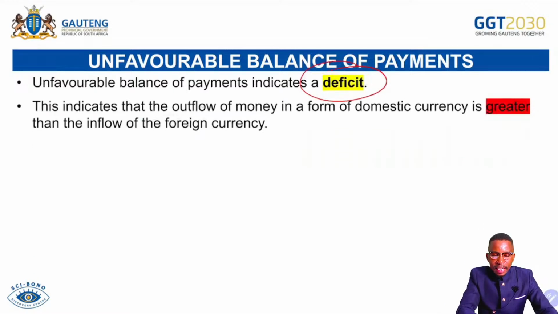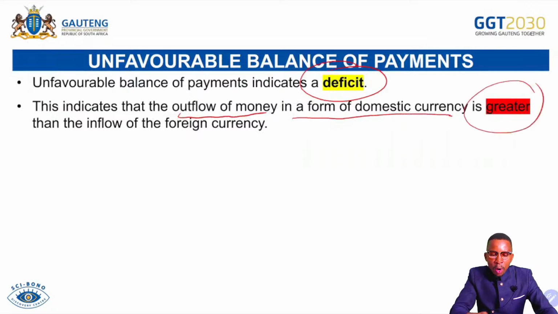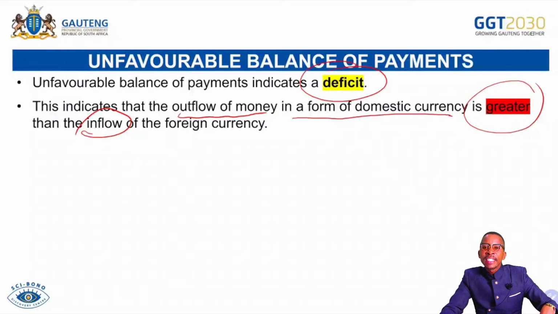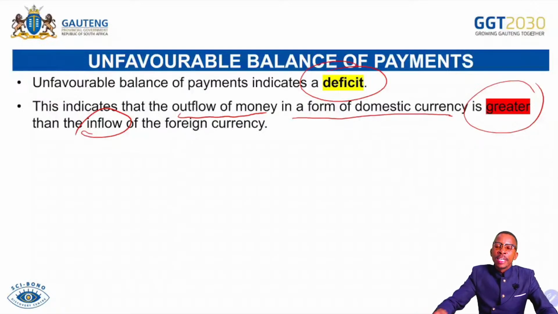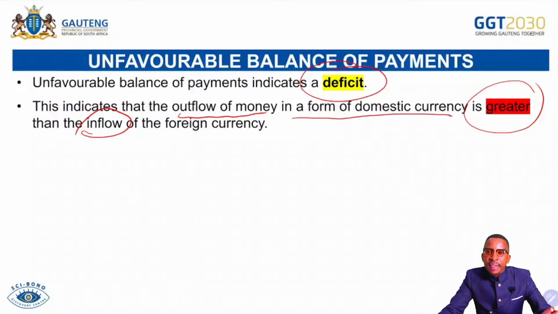A deficit indicates that the outflow of money in the form of domestic currency is more than the inflow of money in terms of foreign currencies. That's what gives us a deficit. It's a deficit if our currency flows out more than what we receive. You'll find that maybe 500 billion goes out, but we only receive 1 billion in terms of foreign currencies. That gives us a clear deficit in terms of the balance of payments.